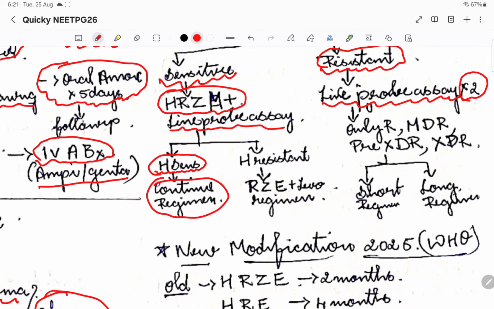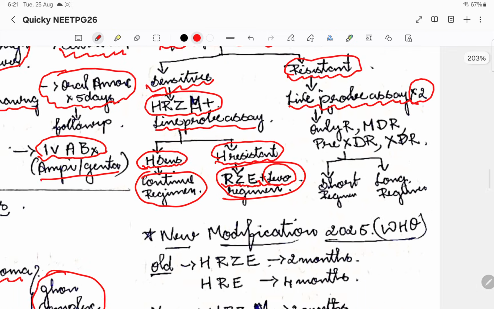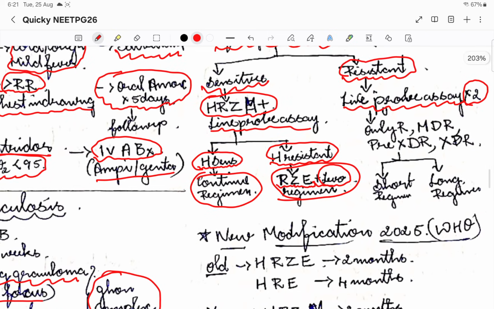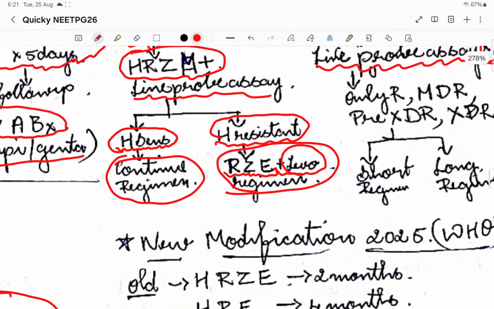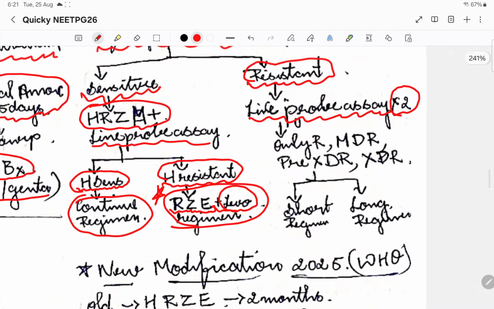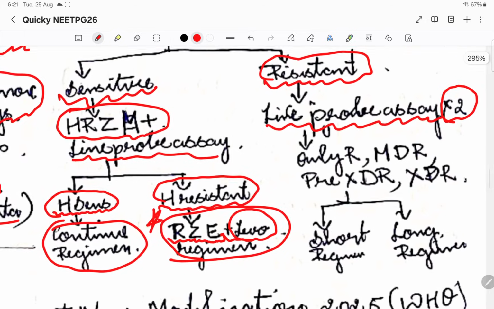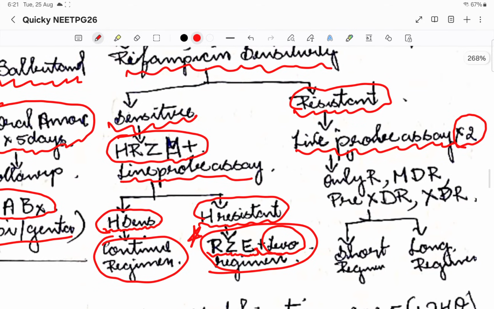Suppose there is H resistance, that is isoniazid resistance, that is when we are going to go for the RZE regime, rifampicin, pyrazinamide and ethambutol, and also we are going to add levofloxacin. This is the regime that we are going to go for if it is H resistant TB. Rifampicin sensitive but H resistant, that is when we'll choose this particular regime. Please remember this.